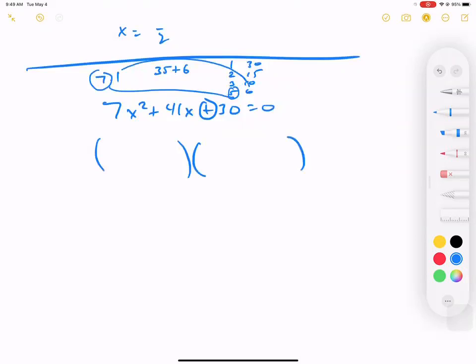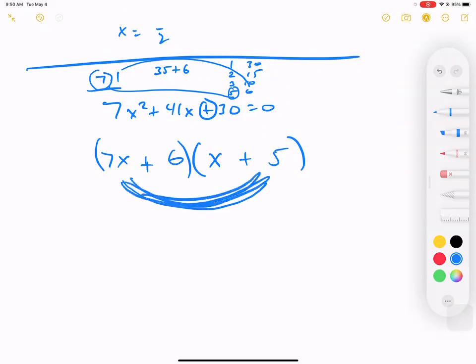Now we have to make sure we write it right. All right, 7x, and we have 1x. That's the front numbers, 7 and 1. The back numbers: 7 times 5 is 35, and 6 goes into the other slot. There's plus plus, so we want 35 and 6. 7 times 5 is 35, 6 times 1 is 6. We can add them to become 41. Okay, so now our next step is 7x plus 6.